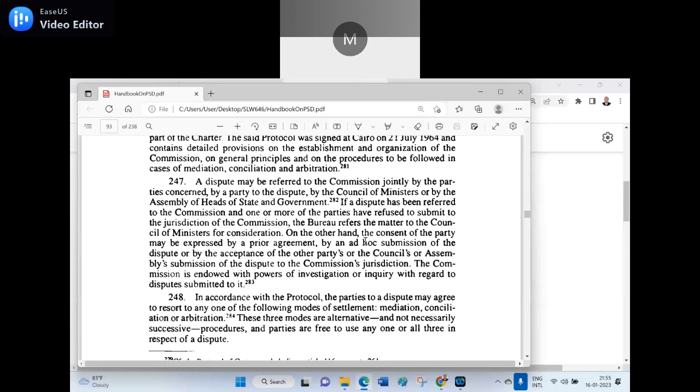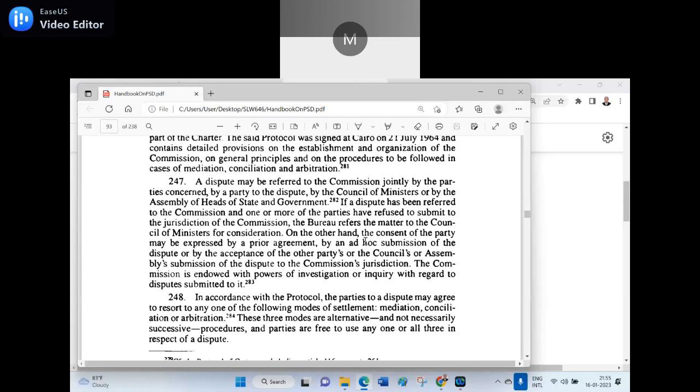Suppose the state party will not make it out, then the African Unity will force their council of ministers to reconsider it. If they don't do it, then economic sanctions or diplomatic sanctions would be imposed against that country which did not follow the charter of the African Union. So that is the point.